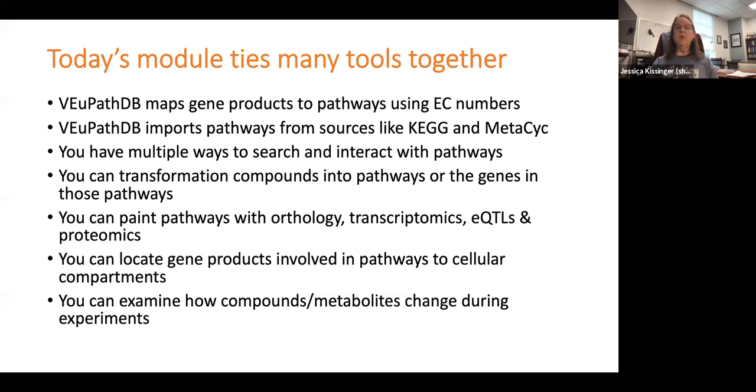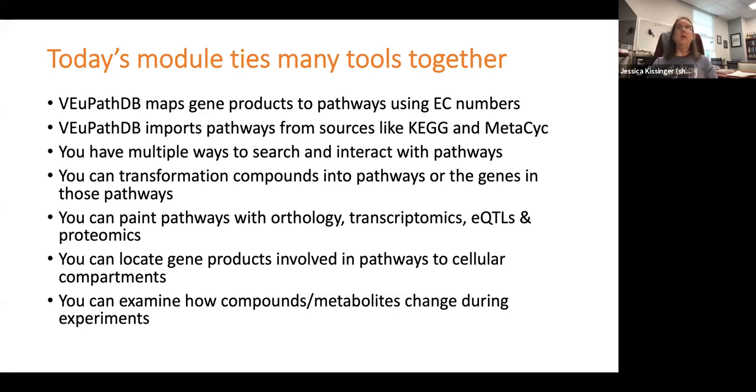Today, we'll do a transcriptomics exercise where you can actually look at how gene expression changes throughout whatever the experimental conditions are relative to the enzymes that participate in a pathway. We can also locate, you remember earlier, we talked a lot about cell location. And so it's important to think about where these pathways and processes happen because they can happen in different compartments in the parasite. And we can also examine how compounds or metabolites that are acted upon in these pathways change during experimental conditions by studying metabolites.